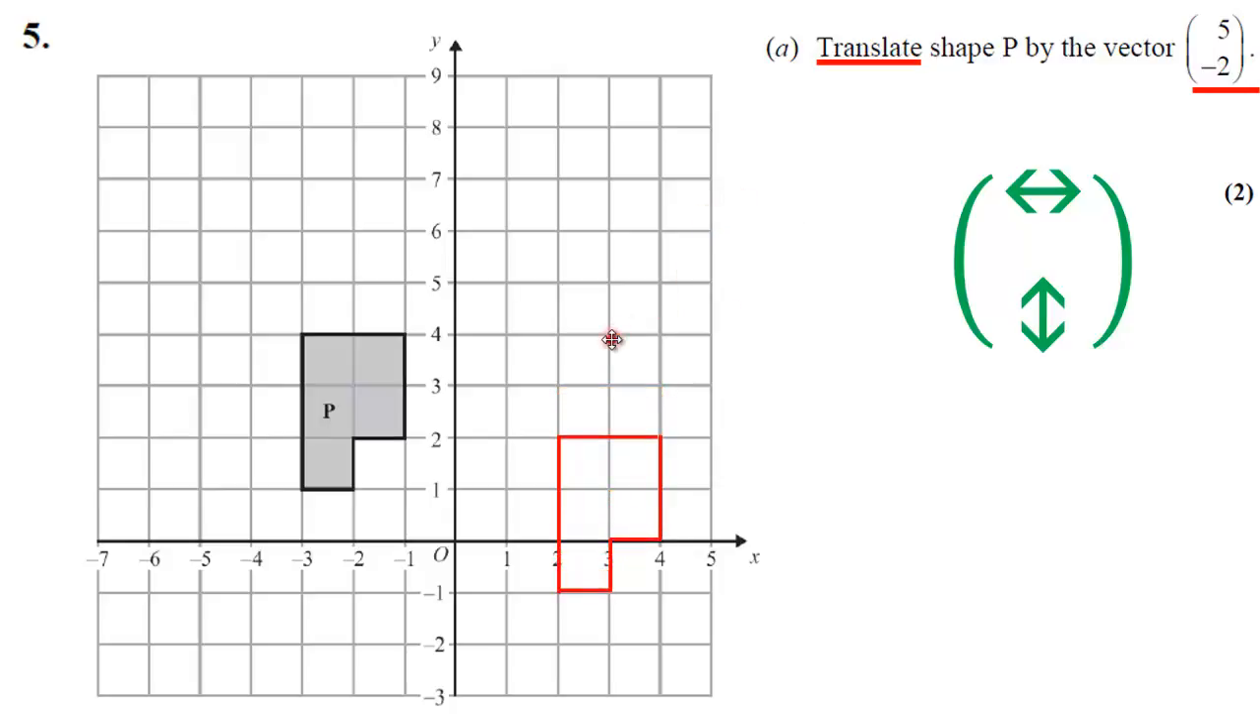That is my answer. As I said, you could either pick a corner and then go 1, 2, 3, 4, 5, and then 2 down. That's where that corner is going to be, and I could draw the rest of the shape around it relative to that. Or you could put some tracing paper on there, move the whole thing 5 units to the right, and then 2 units down, and that gets you your right answer.